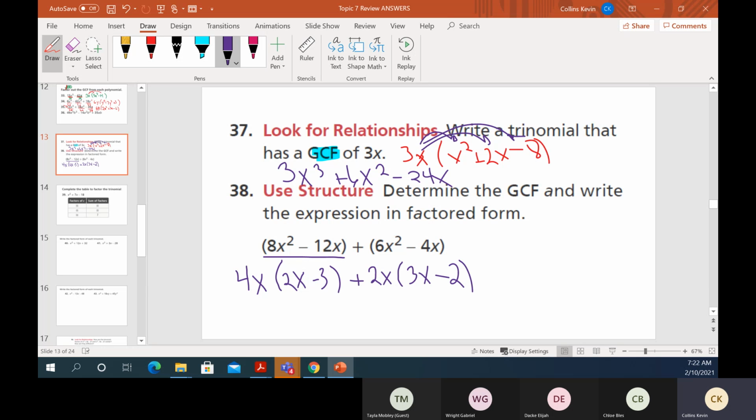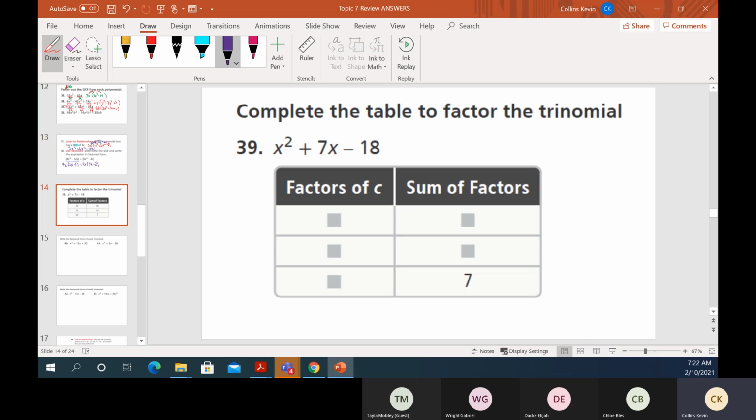Okay, let's continue on. It says complete the table to factor the trinomial. The thing we have to watch here is we've got a minus sign, right? And then this guy's a plus sign. So we're going to have a factor that's going to be one negative and one positive. And then we see what they add up to. Okay, so one of them could be -1 and positive 18. You add those guys together, you get 18 minus 1, so that'd be 17, right?